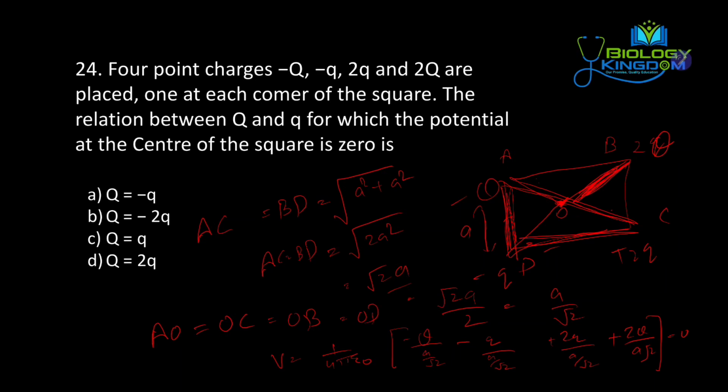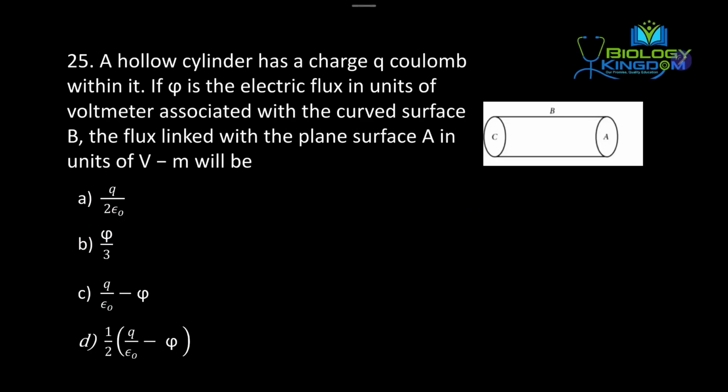Now the lower terms will go to 0, and minus q plus 2q will give us q, and plus 2q and minus q will give us q, which is equal to 0. So q will be equal to minus of q. So option A will be the right answer. Our q charge will be equal to minus q.